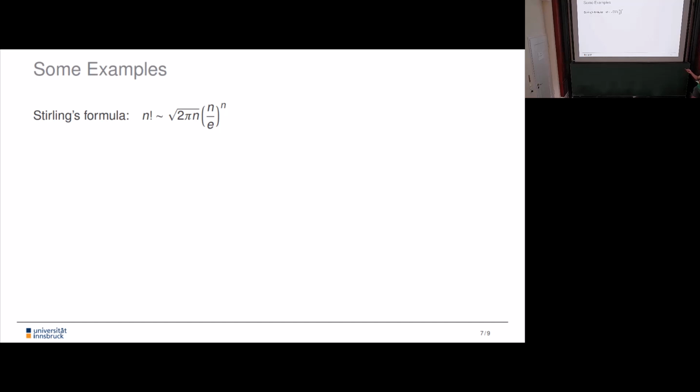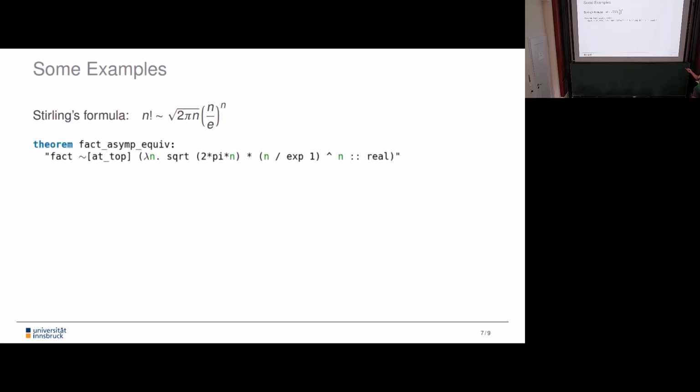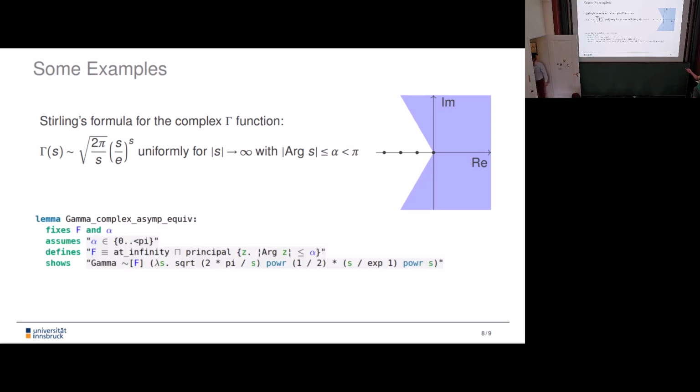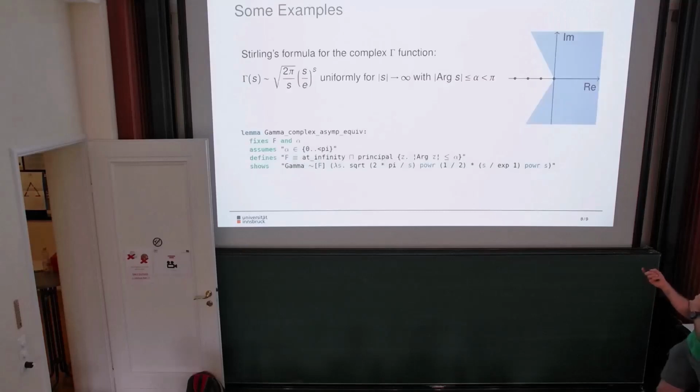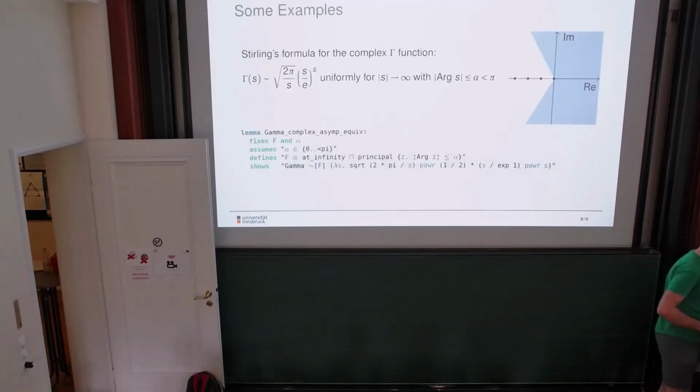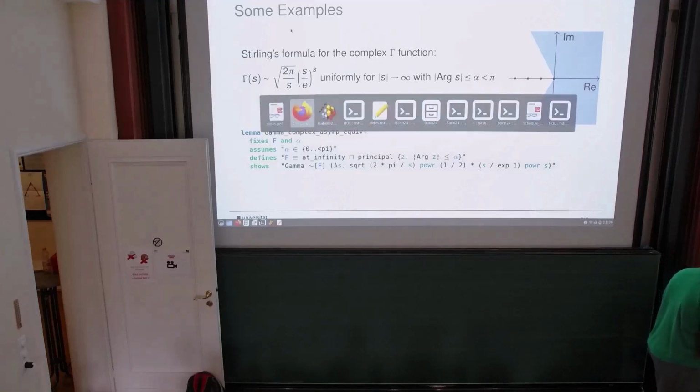Okay, Stirling's formula. I'm going to skip over that a little bit. We have Stirling's formula as well. We also have it in the complex plane with a gamma function, etc. I'm not going to go into detail here. I'm just going to leave this up and continue to a short little demo that I prepared five minutes ago.